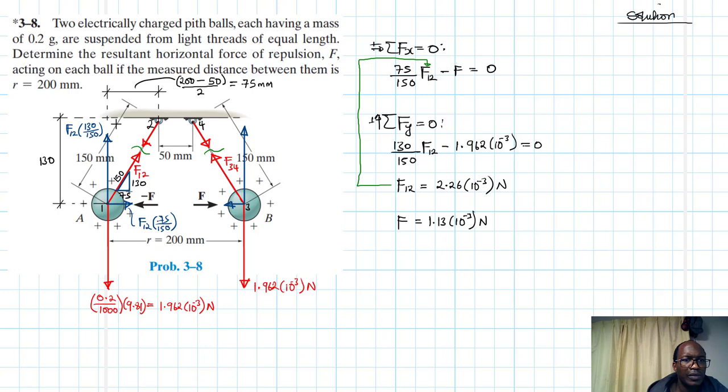Alright, we found the resultant horizontal force F acting on each ball, which is 1.13 times 10 to the power 3.